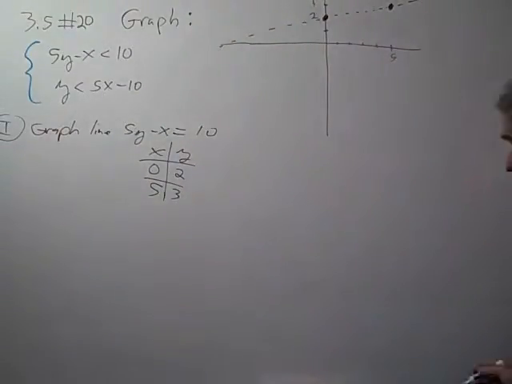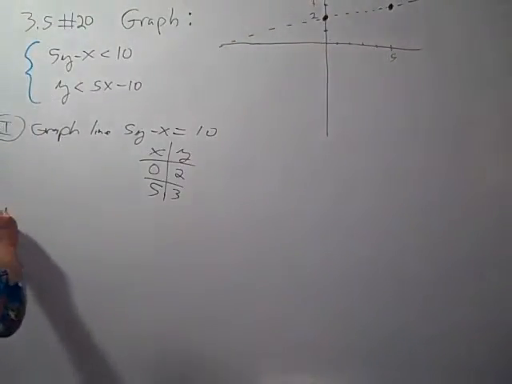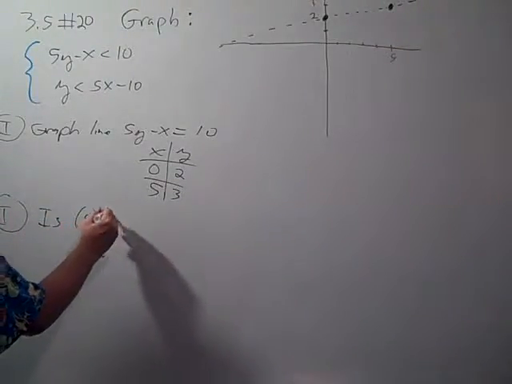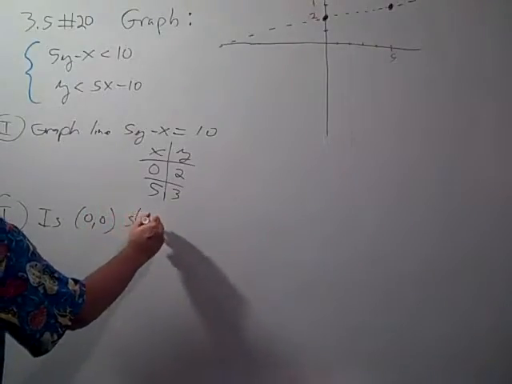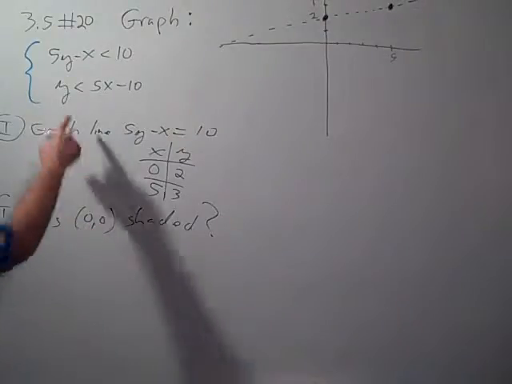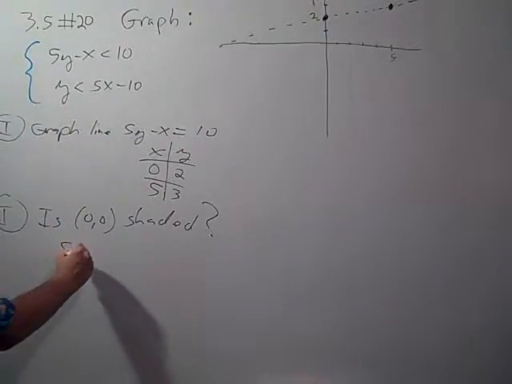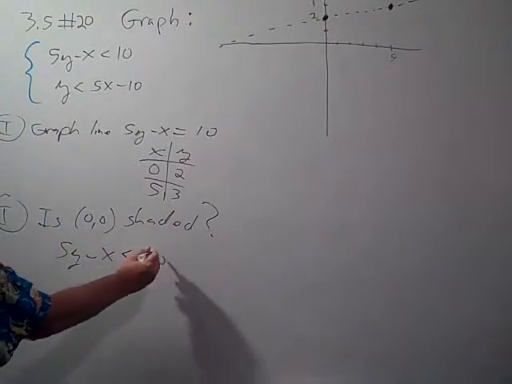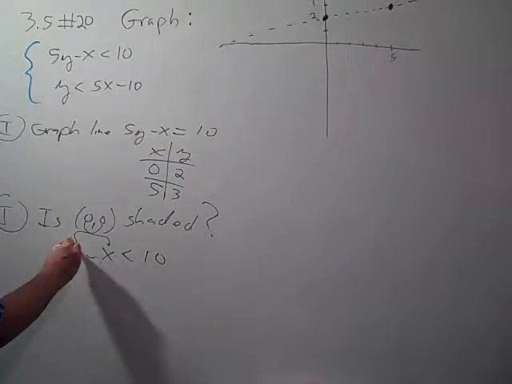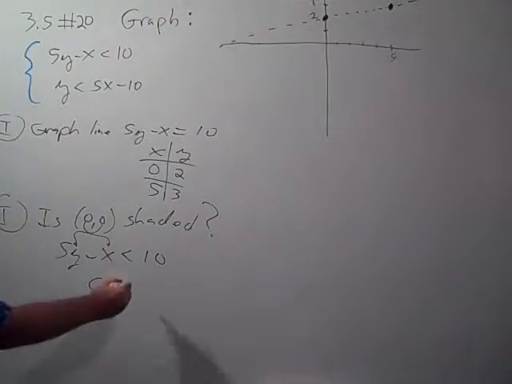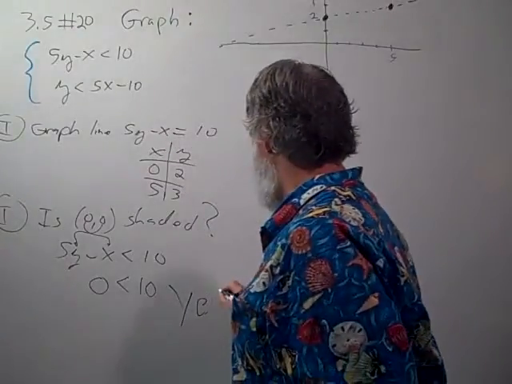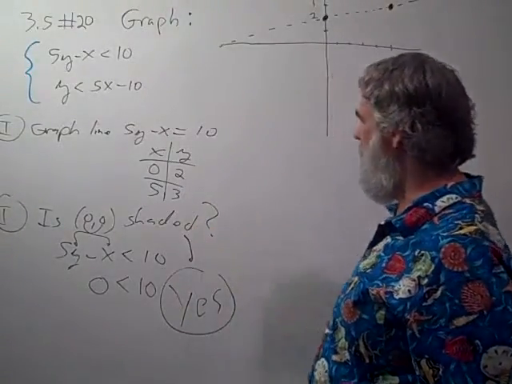Now to decide which side of that line to shade, we can ask, is the origin shaded? And we answer that question by plugging x equals 0 and y equals 0 into the original inequality and see if it's true. So we plug in x equals 0 and y equals 0. The whole left side becomes 0, and 0 is less than 10.